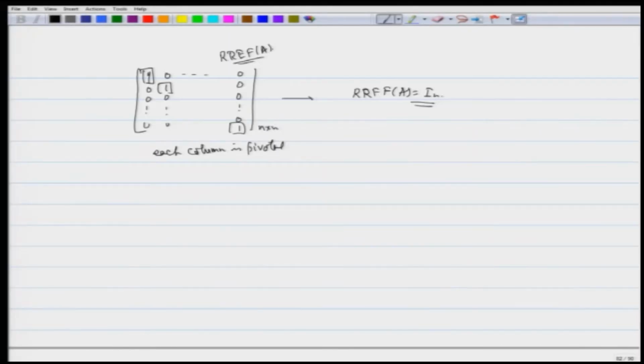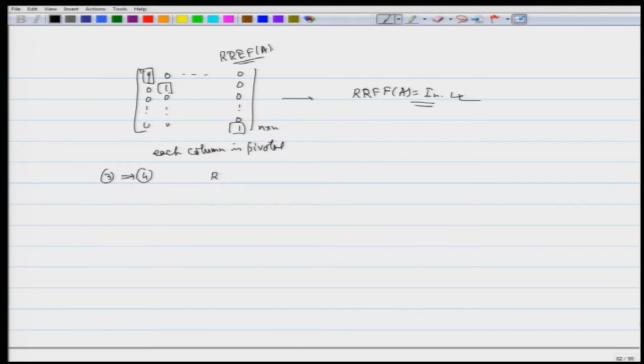Now, each basic variable corresponds to a pivotal column, and therefore each column is a pivotal column, and therefore this is the matrix that you are going to get, because the matrix is n cross n, which is I n. So this is what it was: the row reduced echelon form of A is I n, so we have proved that part. Now, let us look at 3 implies 4.